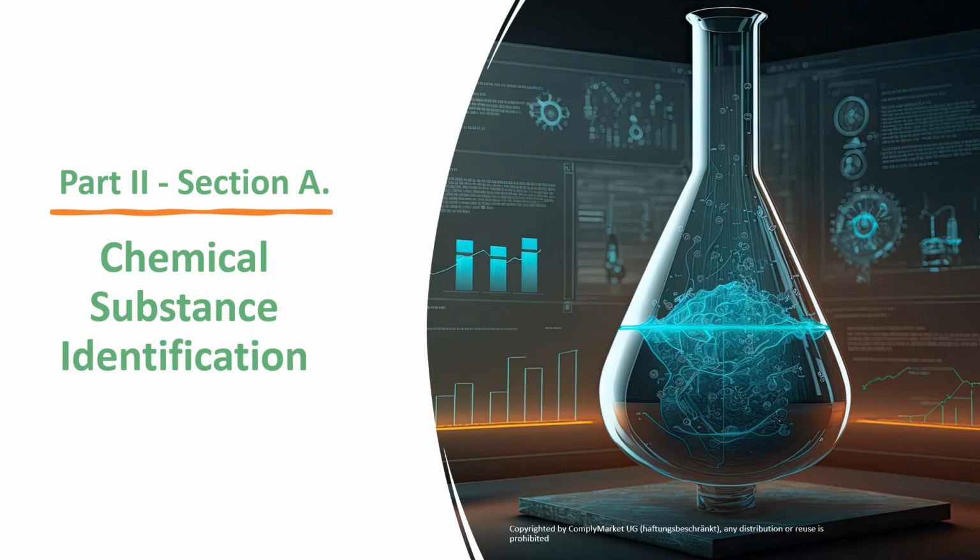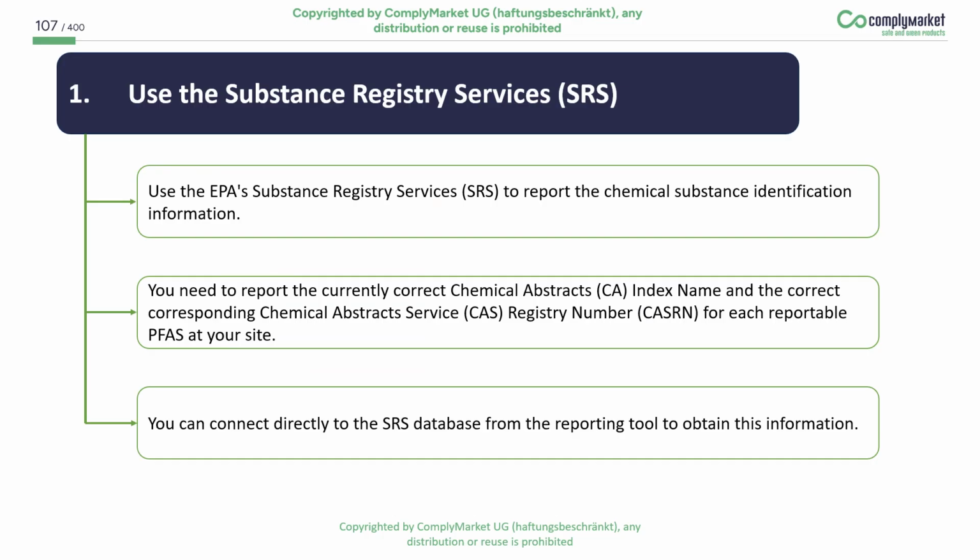Part 2, Section A, chemical substance identity. Let's see what we have to do here. We need to use the Substance Registry Services to report the chemical substance identification, and we need the Chemical Abstracts Index Name and the correct CAS registry number for each reportable PFAS. You also can connect directly to the SRS Substance Registry Services from a reporting tool.